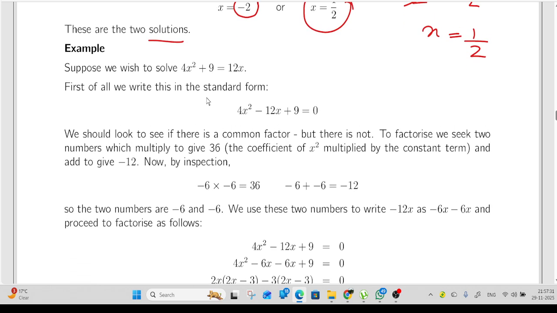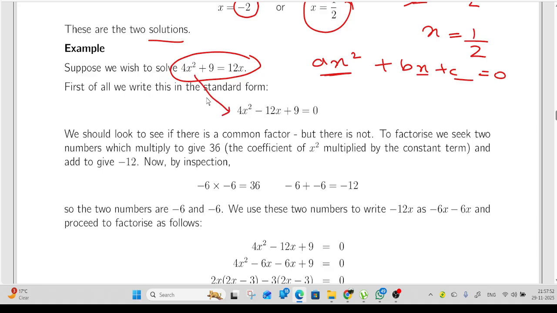Let's see some more examples. So now we have this question. If you notice, this is not in the standard form. Standard form is ax square plus bx plus c equals 0. First we write the highest degree term, then x, then the constant. So the highest degree is this 4x square.